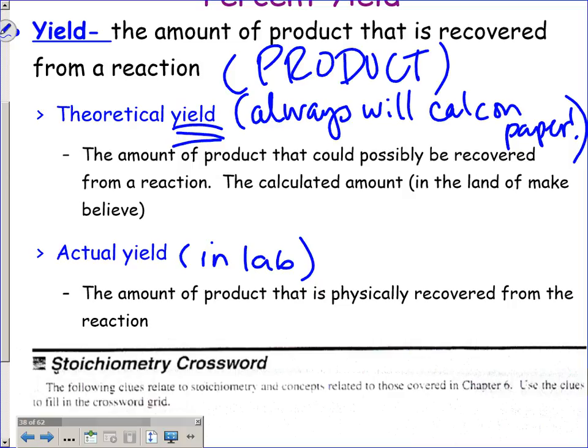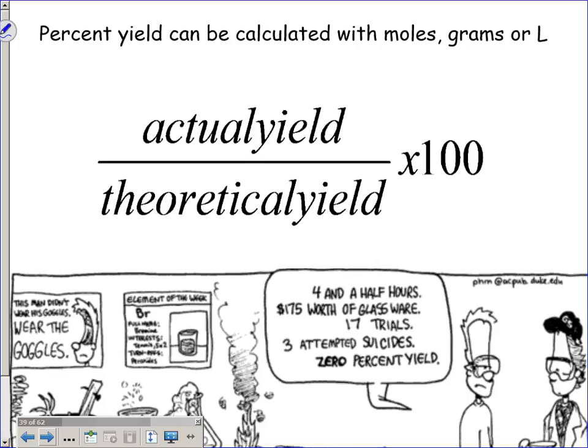But then actually to calculate percent yield, what you have to do, can I go forward? Yes? What you actually have to do is actual yield over theoretical yield times 100, and that will give you your percent yield.